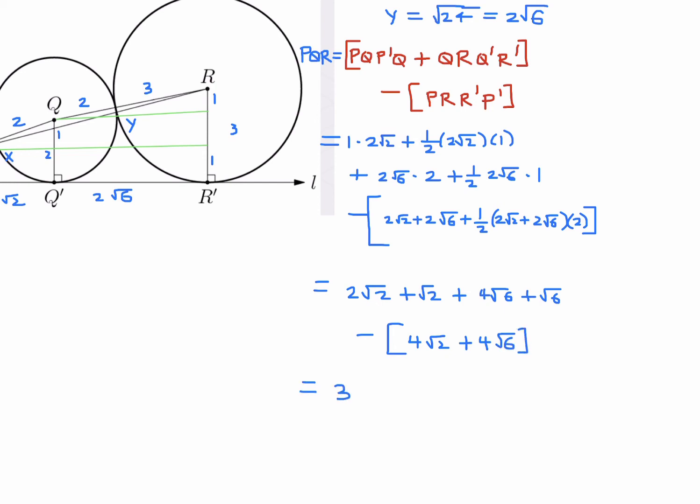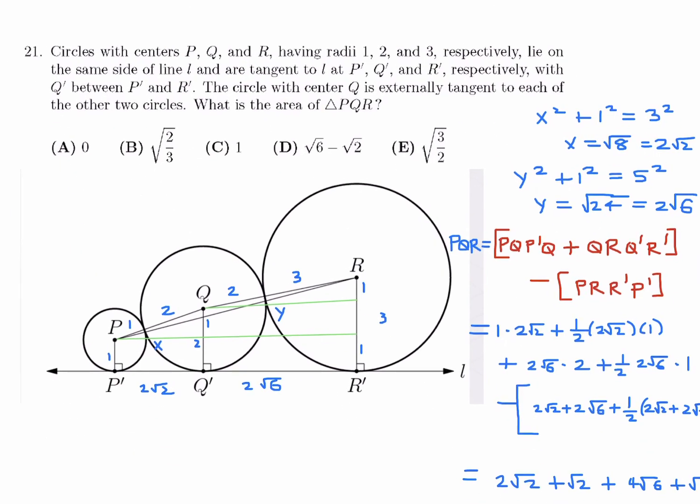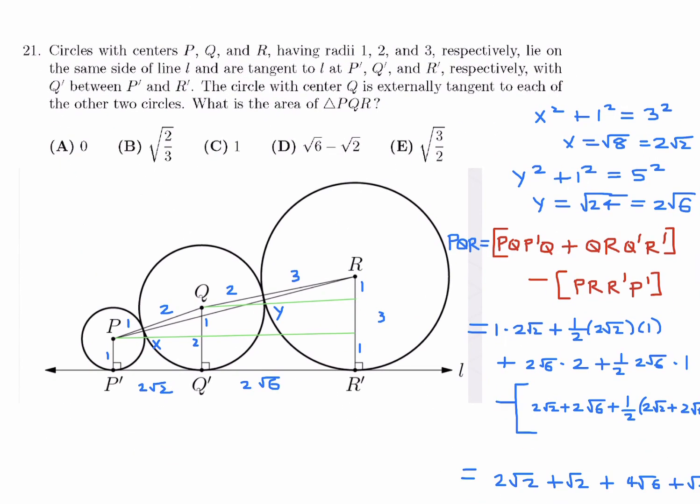So we have 3 root 2 plus 5 root 6 minus 4 root 2 minus 4 root 6. And this becomes 5 root 6 minus 4 root 6, I can just do that, root 6. And then 3 root 2 minus 4 root 2 will be minus root 2. And that's it. So the answer to number 21 is root 6 minus root 2, and that's D.